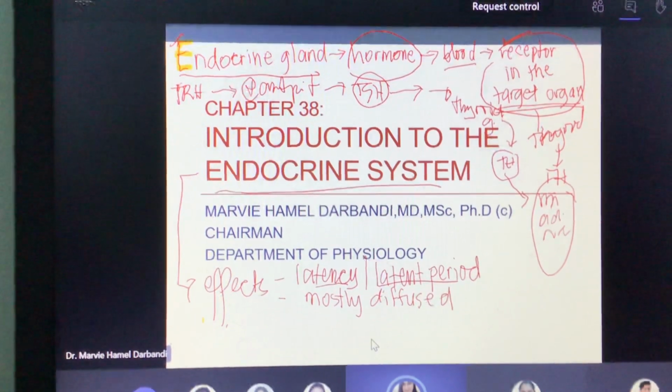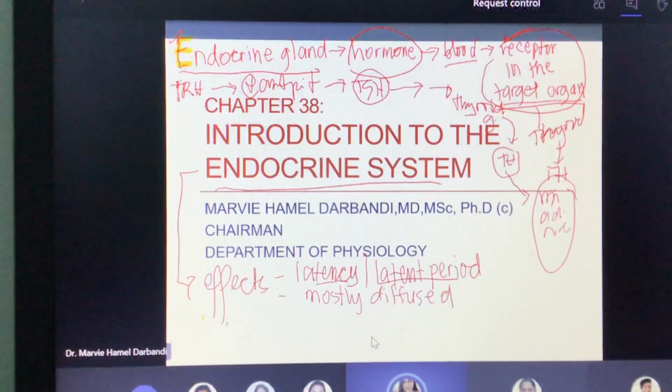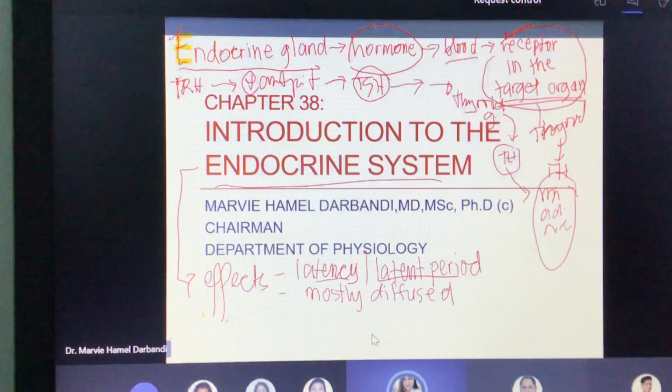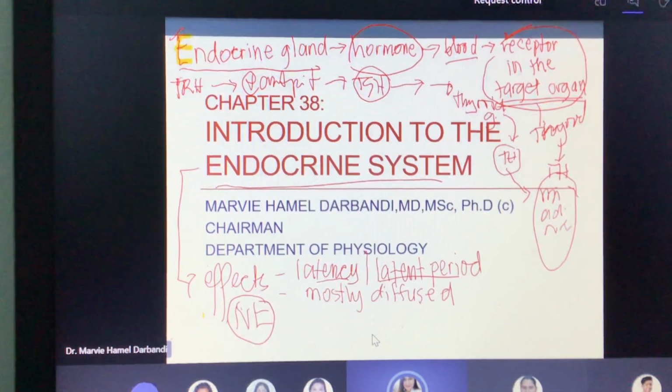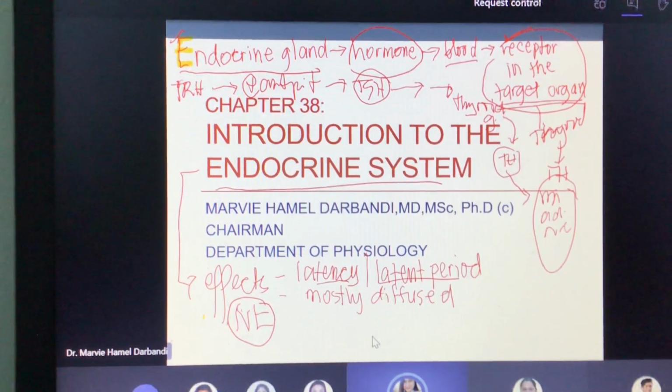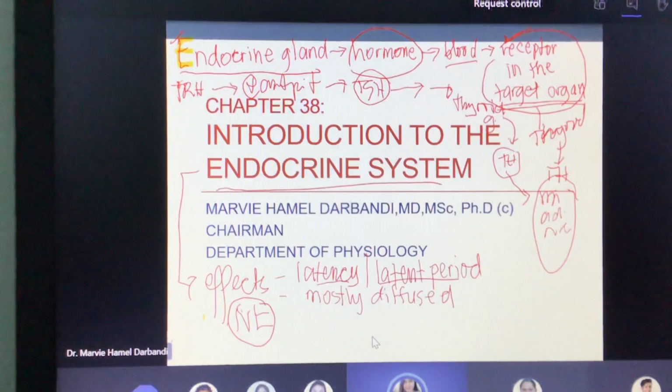Because, for example, have you norepinephrine? This is a neurotransmitter and a hormone. So upon release of it, it can act on a target cell within a second, the norepinephrine.